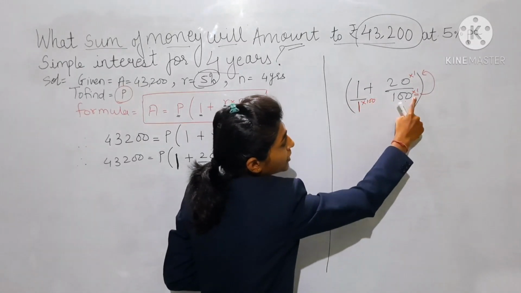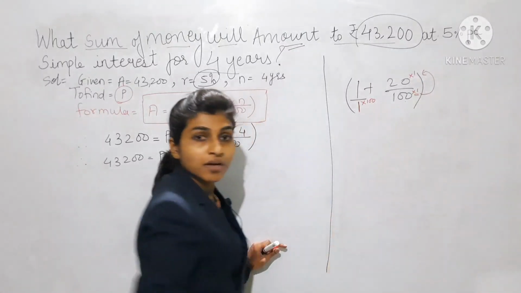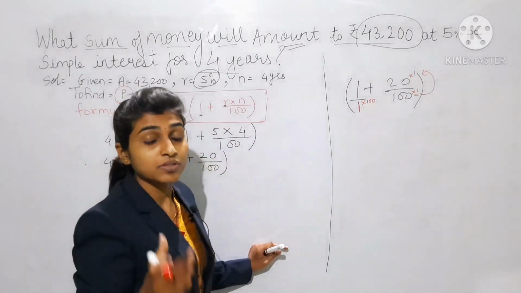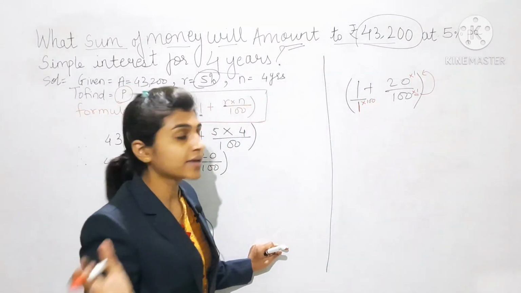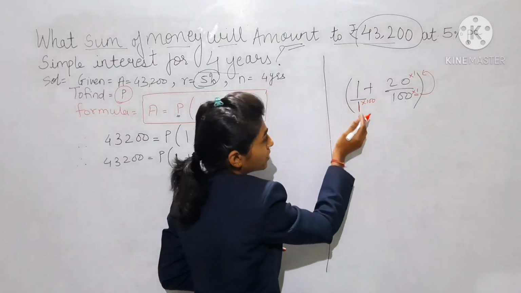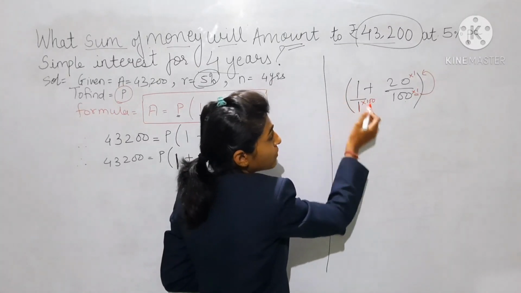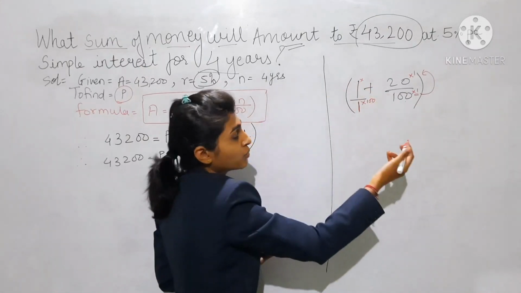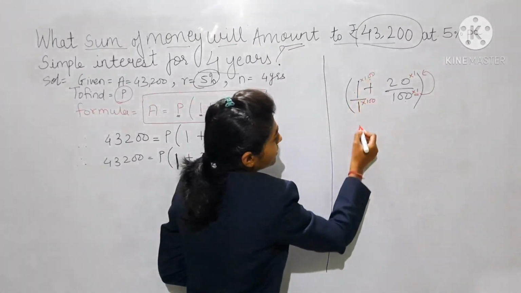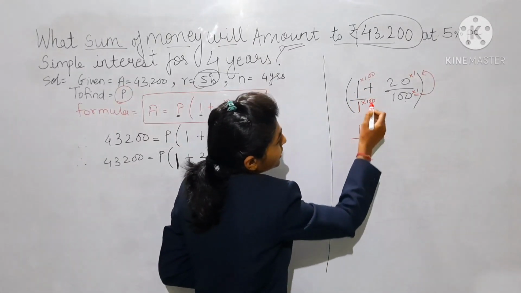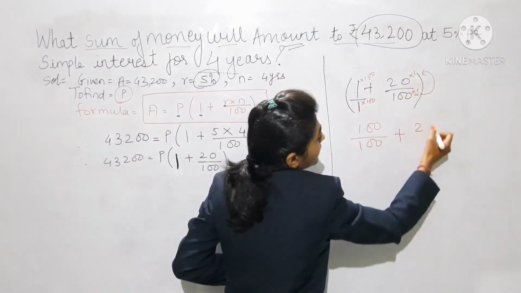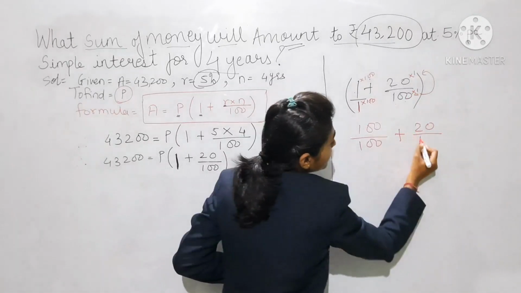See, 100 into 1 is 100, 1 into 100 is 100. So you can see that I am getting the same denominator, 100. The same way as I multiplied by 100 for the denominator, I am going to multiply the numerator also by 100. So 1 into 100 is 100, plus 20 into 1, 20, over 100 into 1, 100.